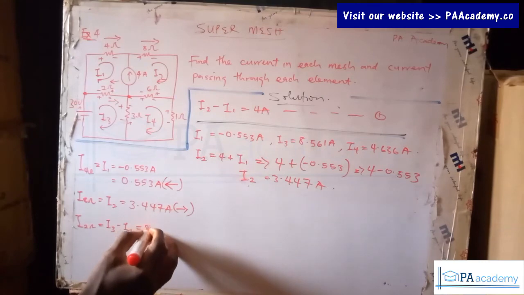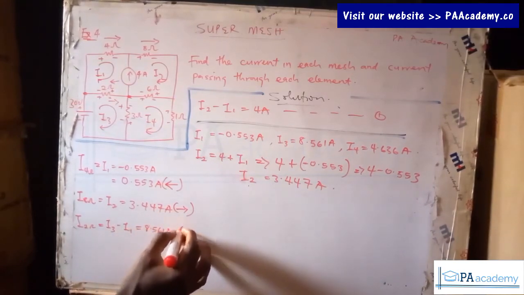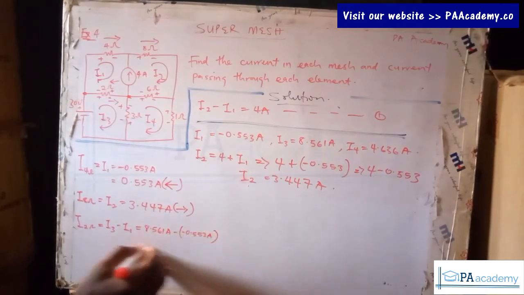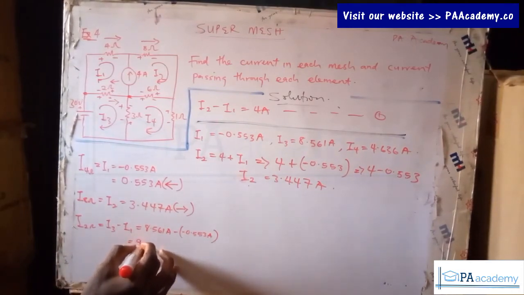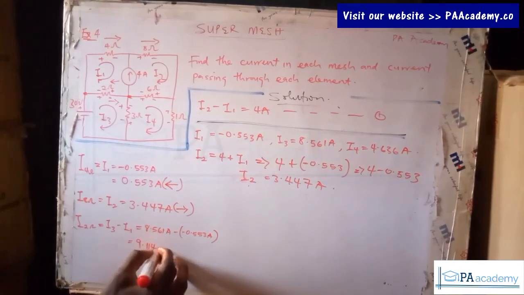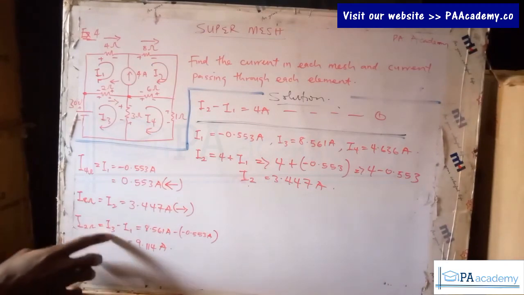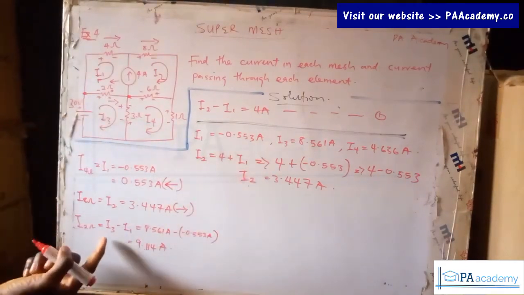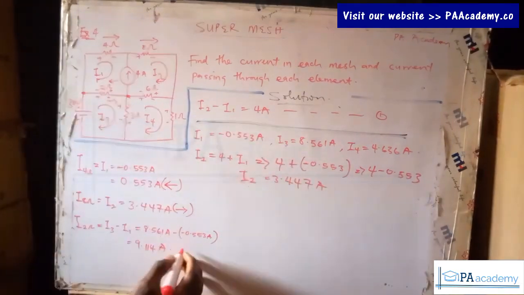So that will be what? I3 is 8.561 amperes minus 0.553 amperes. When we do that, that will give us 9.114 amperes. Now for you to get the direction, we are going to pick the direction of the one with the higher value, which is I3, and that's the one that is also coming first. So that's how you get to know, like this. So this will be the direction.